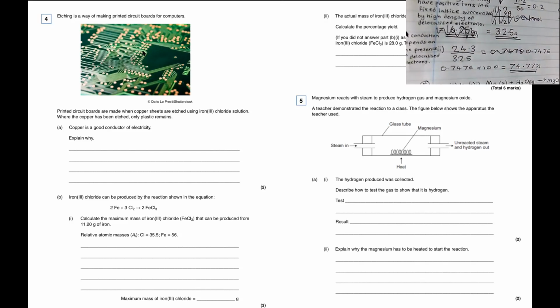Okay. So the hydrogen produced was collected. Describe how to test this gas to show that it is hydrogen. Can you remember how to test for hydrogen? Is it that you put something on top and it makes a squeaky pop sound? Yeah, you bring a burning splint to the gas. Result: the burning splint goes out with a squeaky pop.